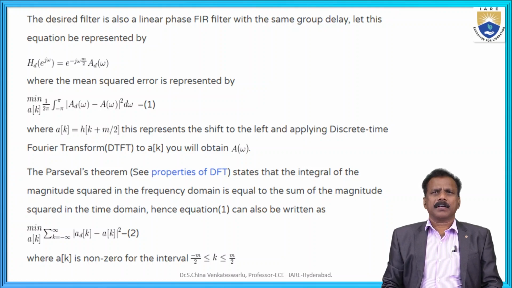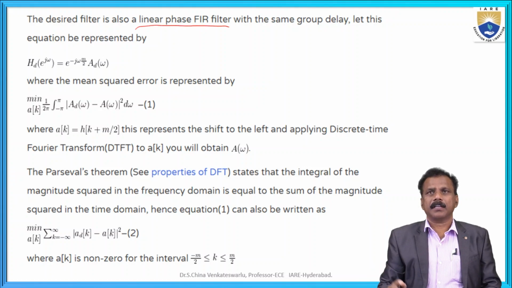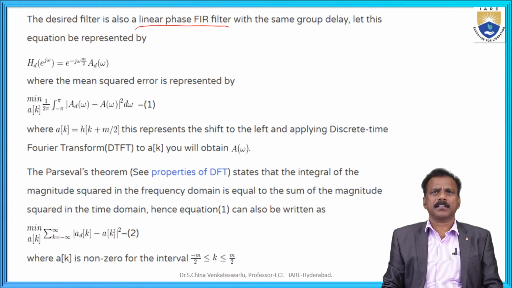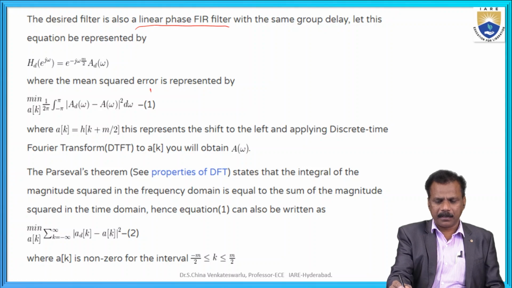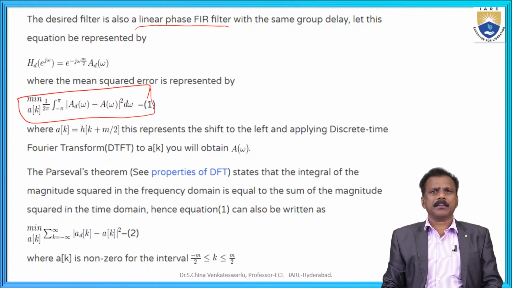The desired filter is also a linear phase FIR filter, that is, a linear phase finite impulse response filter with the same group delay. Let this equation represent the mean square error, equation number 1, where a of k equals h of k plus M by 2, which represents the shift to the left.